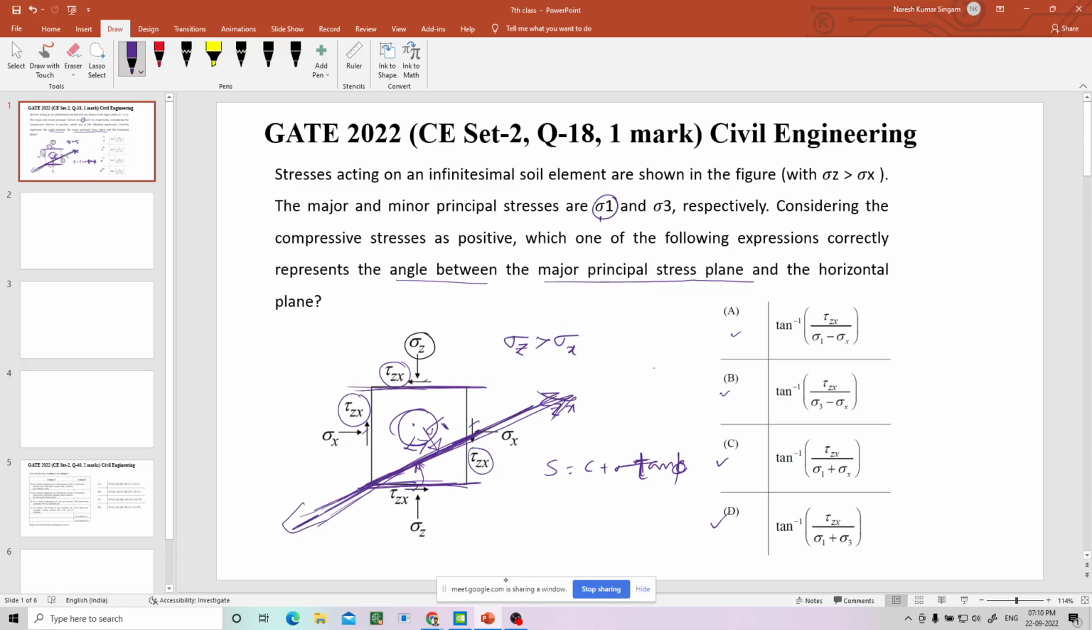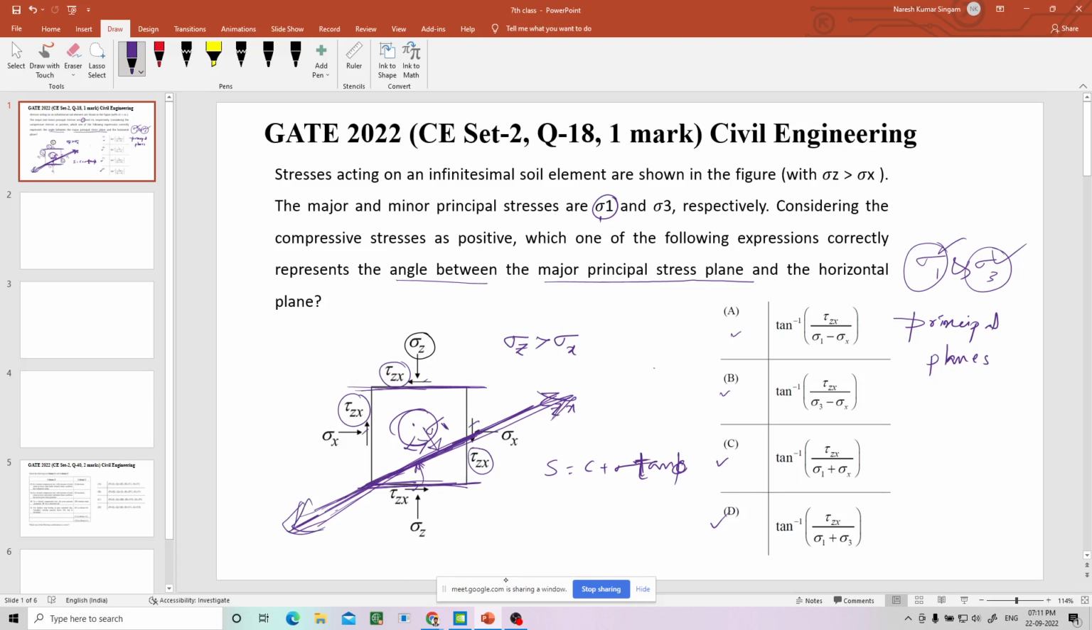See, what are principal planes? What are sigma 1, sigma 2? They are principal stresses. But why are they called principal stresses? Because of the plane on which they are acting, right? So what is the shear stress on this plane? 0. That's it. Anyway, that is what I was asking.